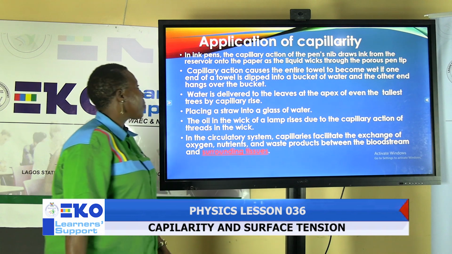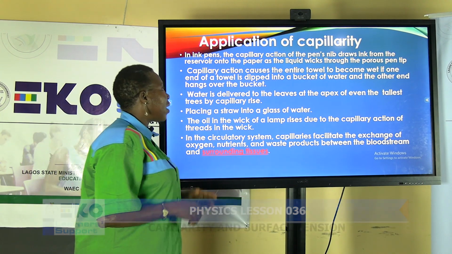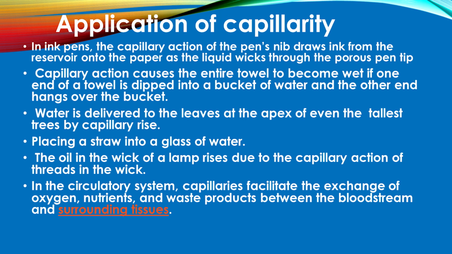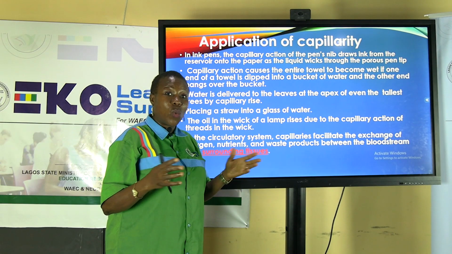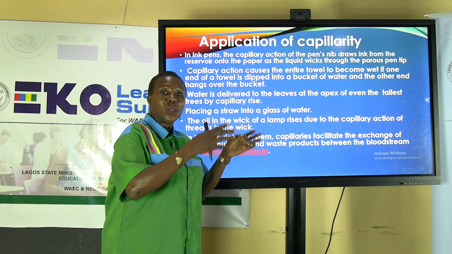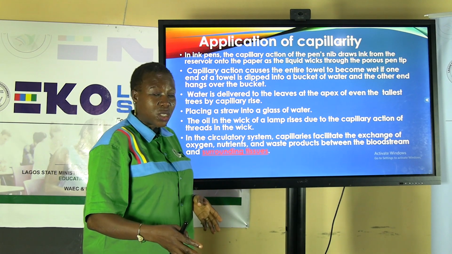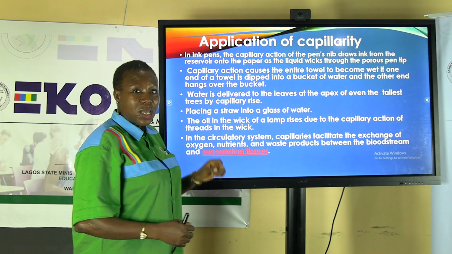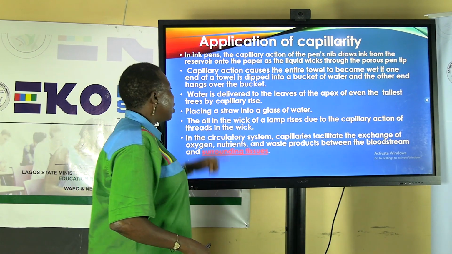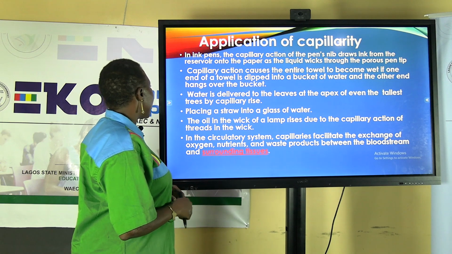Application of capillarity in ink pens. The capillary action of the pen nibs draw ink from the reservoir onto the paper as the liquid wicks through the porous pen tip. It also causes the entire towel to become wet if one end of a towel is dipped in a bucket of water and the other end hangs over the bucket. I believe you have experienced this one way or the other. You'll be amazed that it's not all the part of the towel that is deep into the bucket of water, but due to capillarity, once an end is in the water, the other thread draws the water.